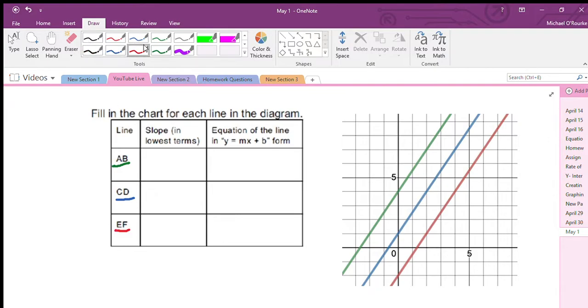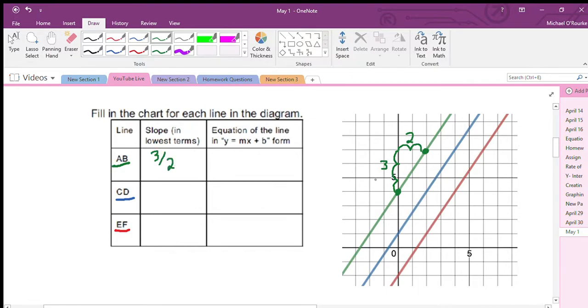Okay. Starting with the green, what's the slope? So let's pick 2 points here, this spot and this spot. A little smaller here. So we're going to go up 1, 2, 3. We're going to go over 1, 2. Good. So 3 over 2 is my slope.